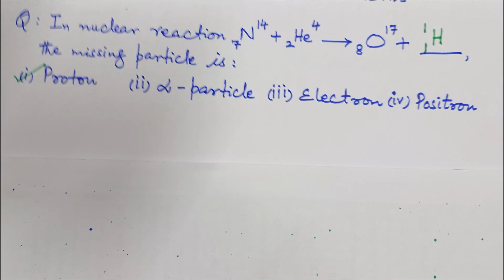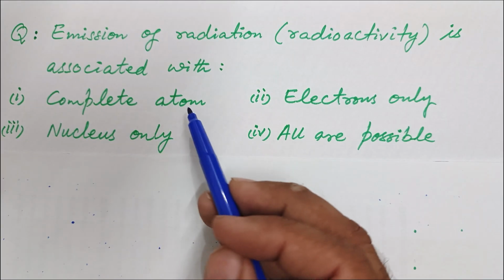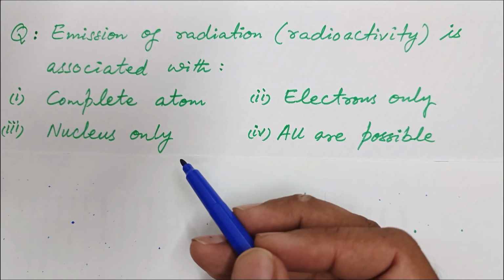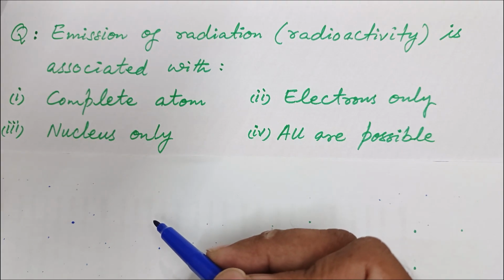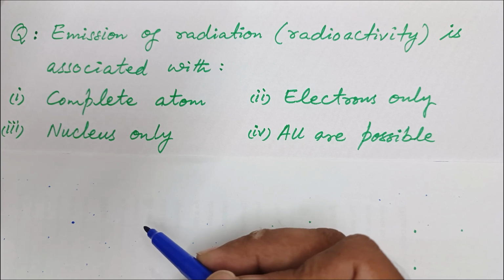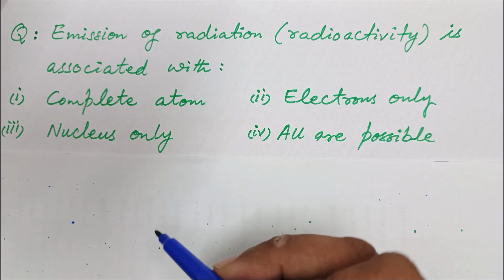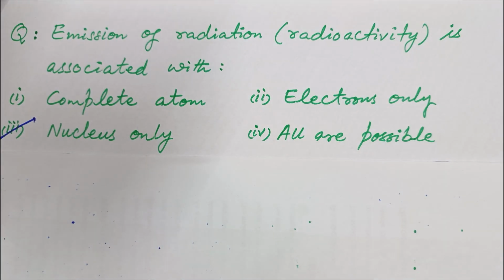Move to the next one. Emission of radiation, radioactivity, is associated with, primarily the radioactivity is related to the nucleus of the atom only, because all the radiations will come out from the nucleus. So the answer is nucleus. It has nothing to do with the complete atom.